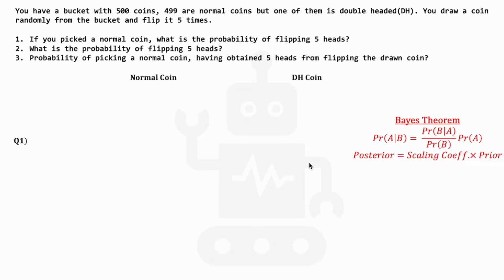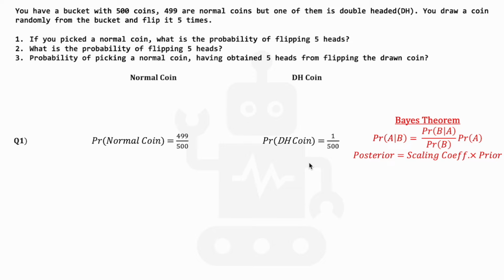Now, at this point, I like to write out all the probabilities that I can obtain just from the question description itself. Here we have some straightforward ones. The probability of picking a normal coin: there are 499 of them out of the 500. Therefore, it's 499 over 500. And the probability of picking a double-headed coin is 1 out of 500.